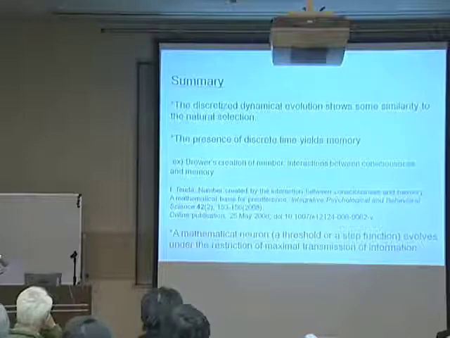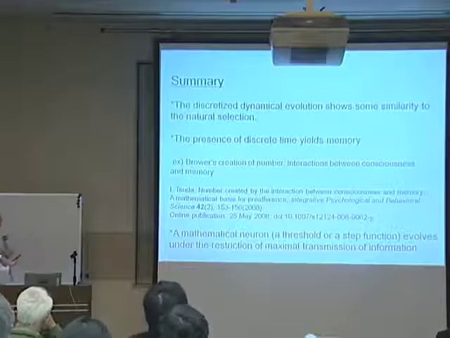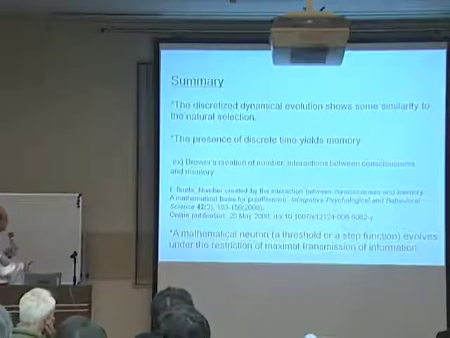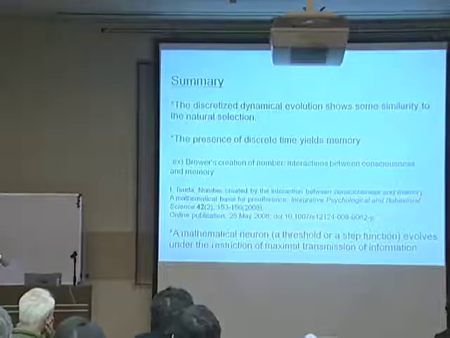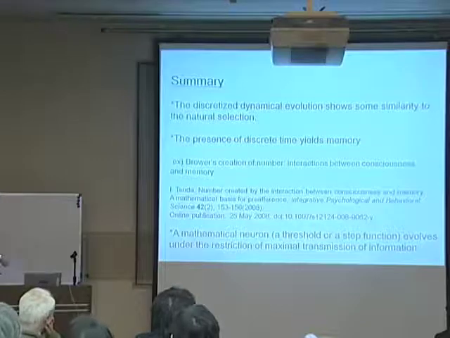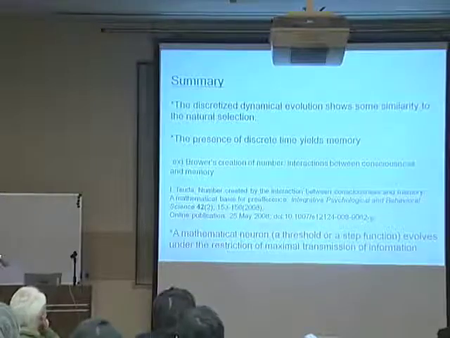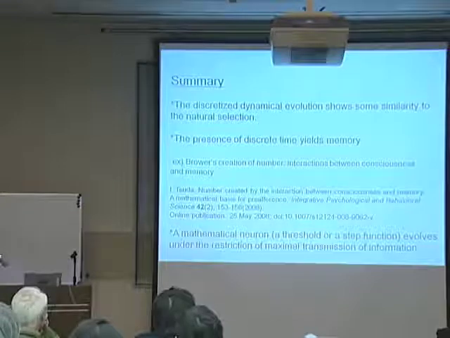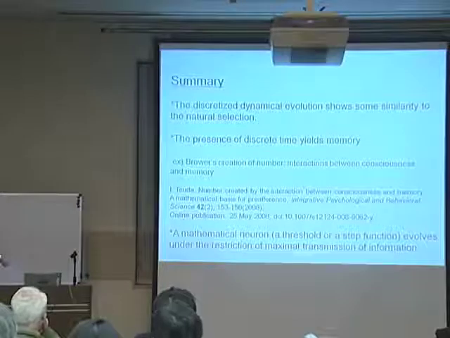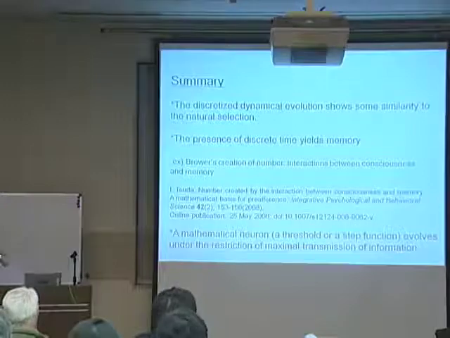And the presence of discrete time is memory. In this case, the memory is embedded in a very complex biological structure, so this is a kind of memory. And the second topic is that a mathematical neuron, which can be represented by a threshold or step function, evolves under the restriction of maximum transmission of information. At the moment, we are trying to study what new functions could be selected under different restrictions.